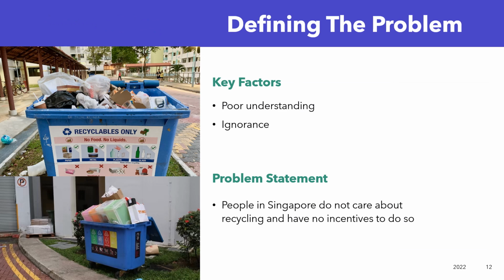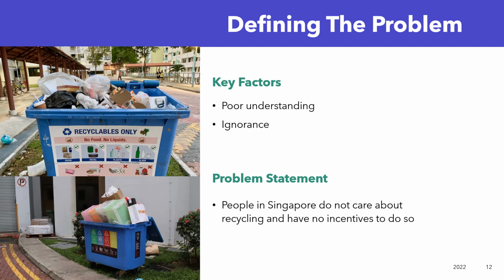For my initial problem statement, I identified 2 key factors resulting in poor recycling activity in Singapore. Firstly, poor understanding of recyclable materials causes users to ignore recycling instructions. Secondly, ignorance also plays a part when users in Singapore are living in a fast-paced environment and environmental preservation is not a key concern to them. Hence, I derive at my initial problem statement of people in Singapore do not care about recycling and have no incentive to do so.